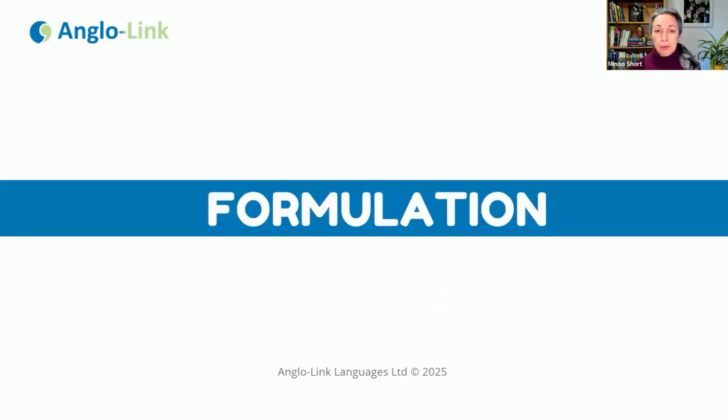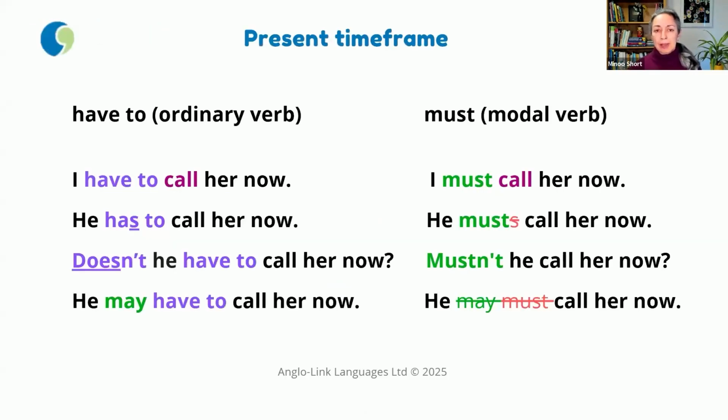So starting with formulation, looking at the present time frame, just reminding you that have to is an ordinary verb and must is a modal verb. Now in the present time frame, there is only one similarity between these two verbs in terms of formulation, and that is that they're both followed by the infinitive without to. So the base verb. I have to call her now and I must call her now. From now on, it's all differences.